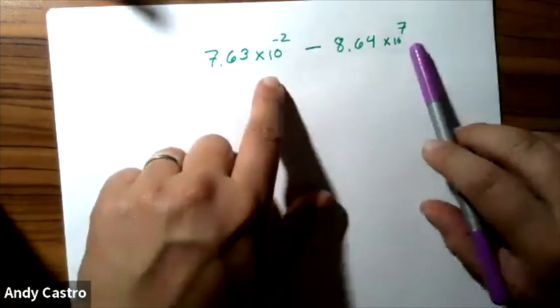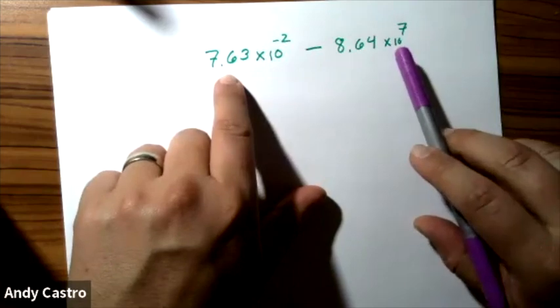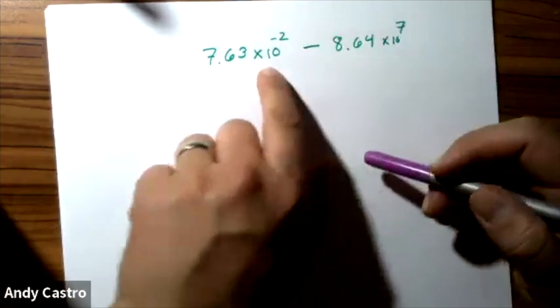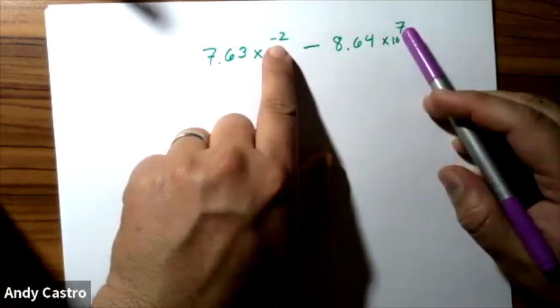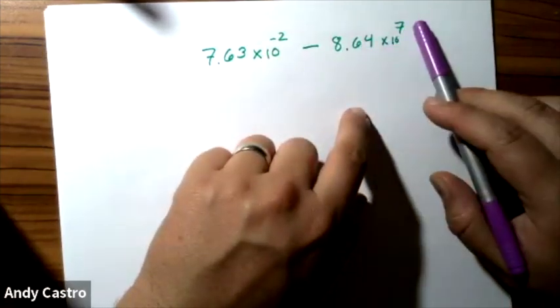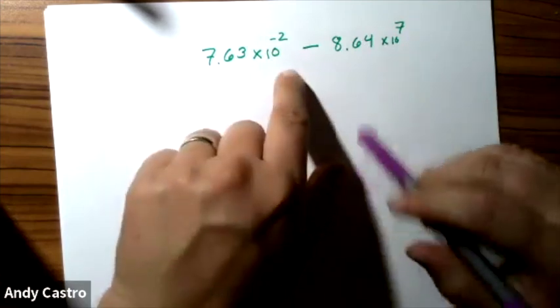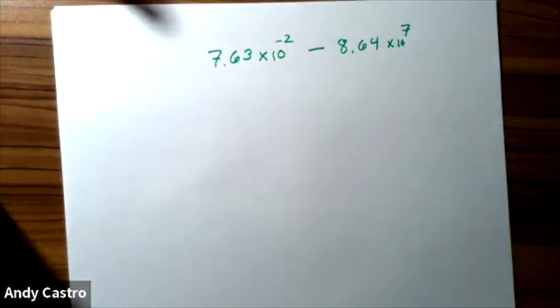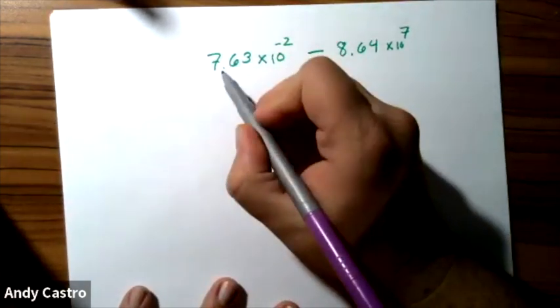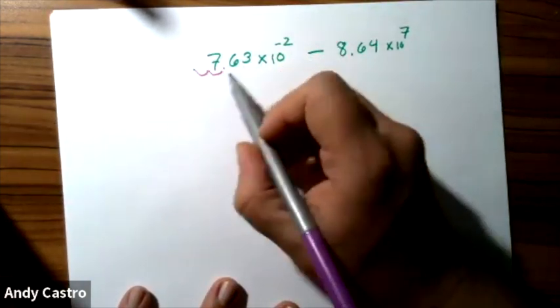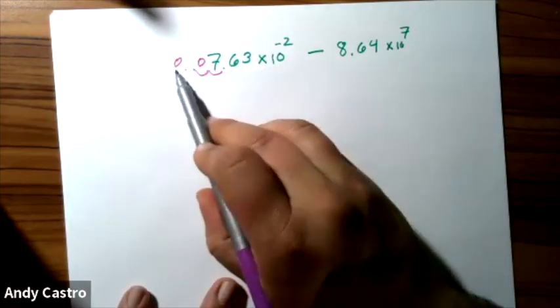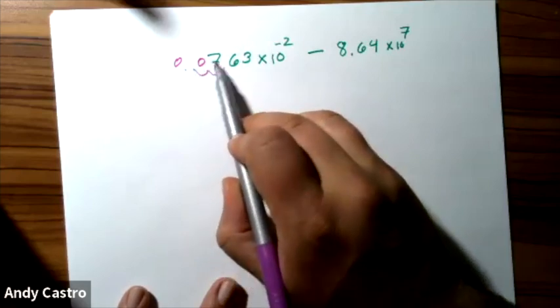So first things first, we need to get these exponents to be the same. So we can either modify this so that this negative 2 becomes 7, or we can modify this so that the 7 becomes negative 2. I'm going to modify this and make the negative 2 a 7, just because I'd rather work with positive exponents. You'll get the same answer either way. So right now, this number, if we move over to the right, is 0.0763.